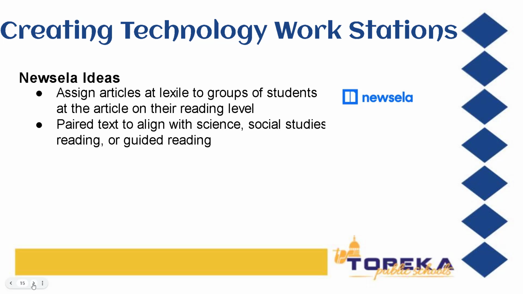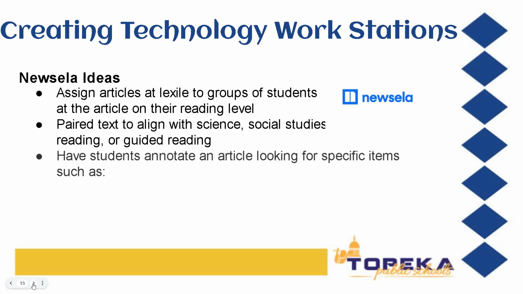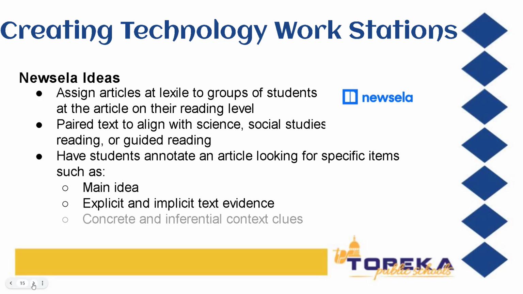You can also find paired text to align with content area reading or guided reading or shared reading. For example, if you're studying communities in social studies, find an article that links to types of communities. It's a great way to extend and enrich what you're teaching in core content. You can also have students use the annotation tool and annotate things such as main idea and text evidence, and also concrete and inferential context clues for determining a word's meaning as it's used in the text.